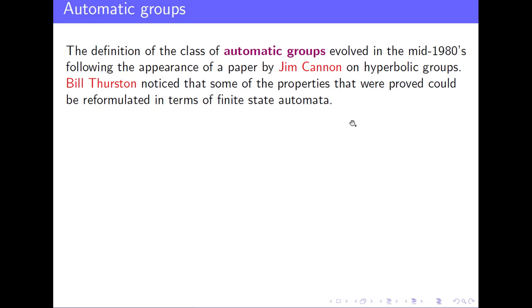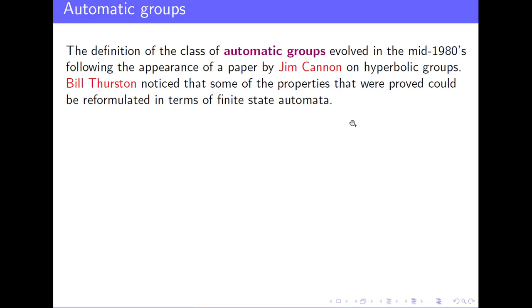Right, so now this is the main topic of the rest of the talk: automatic groups. This definition evolved slowly during the 1980s, and I was fortunate to be present. One of the people working on this was my colleague at Warwick, David Epstein, who's now retired, so he was in the thick of things there. And we had a couple of friendly computer scientists involved as well.